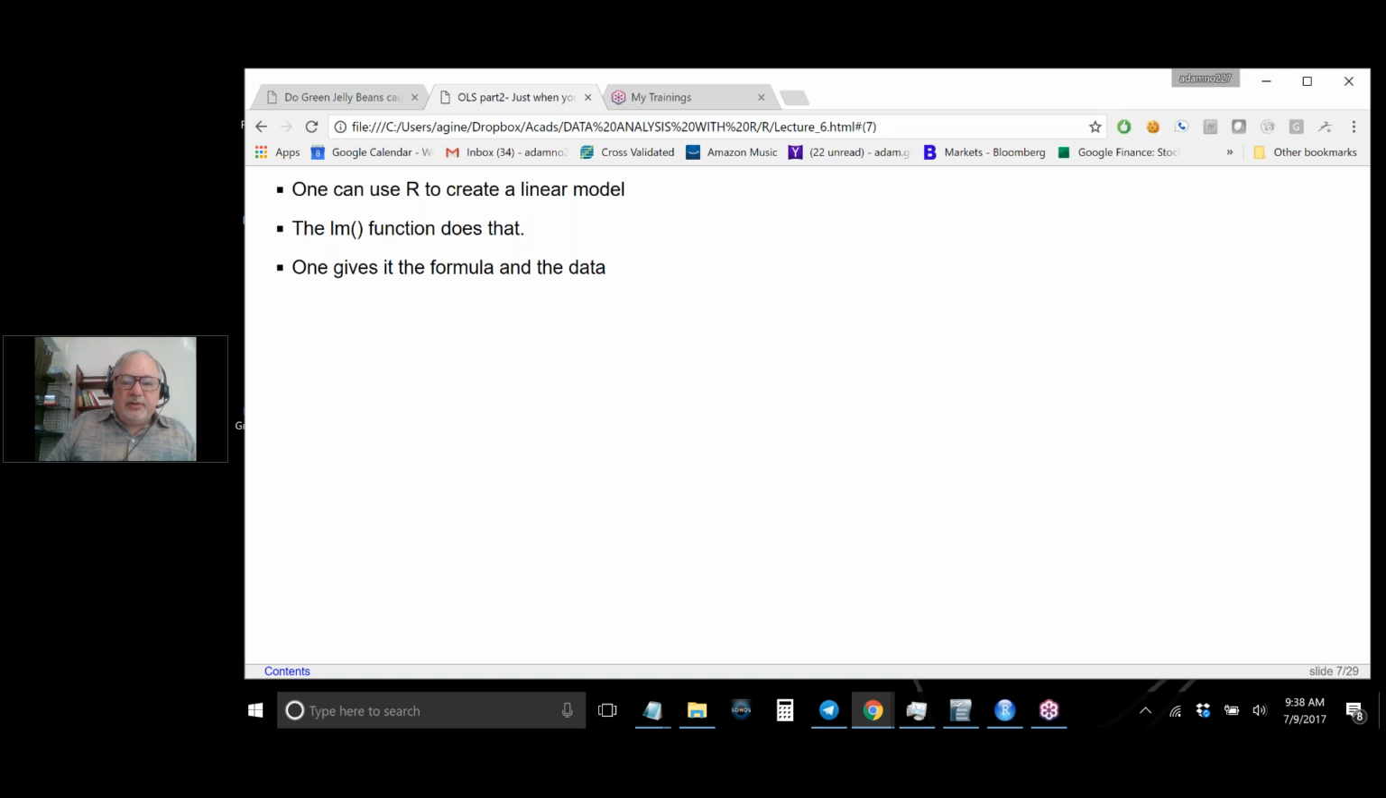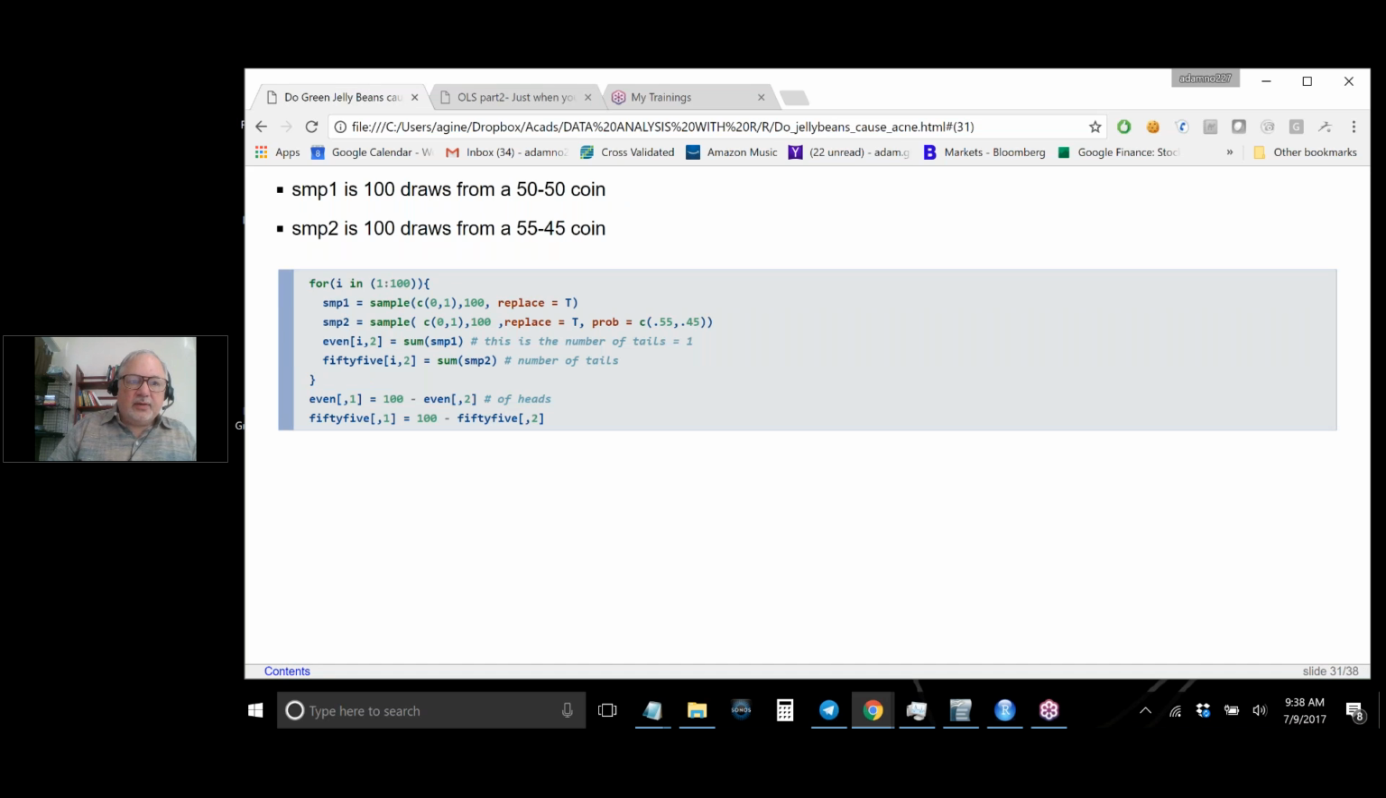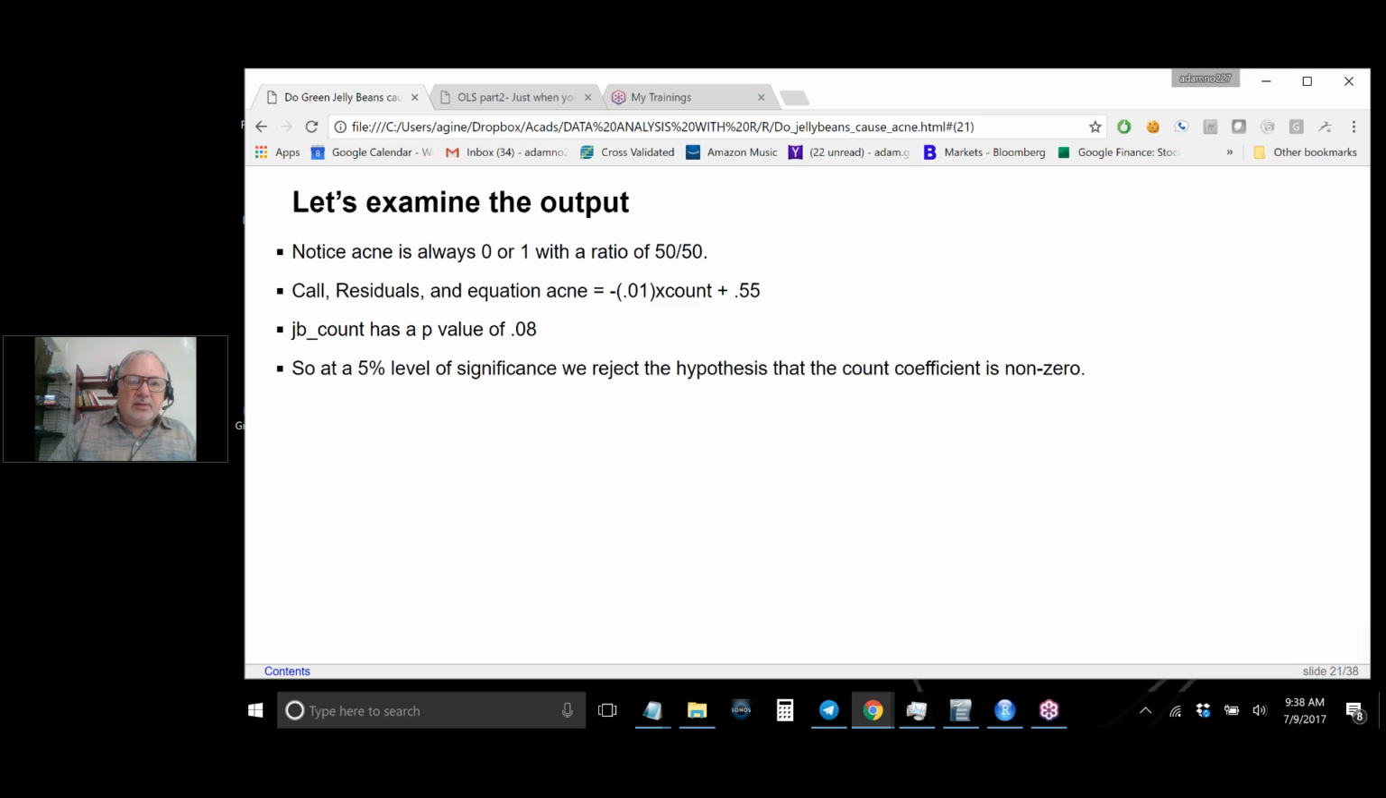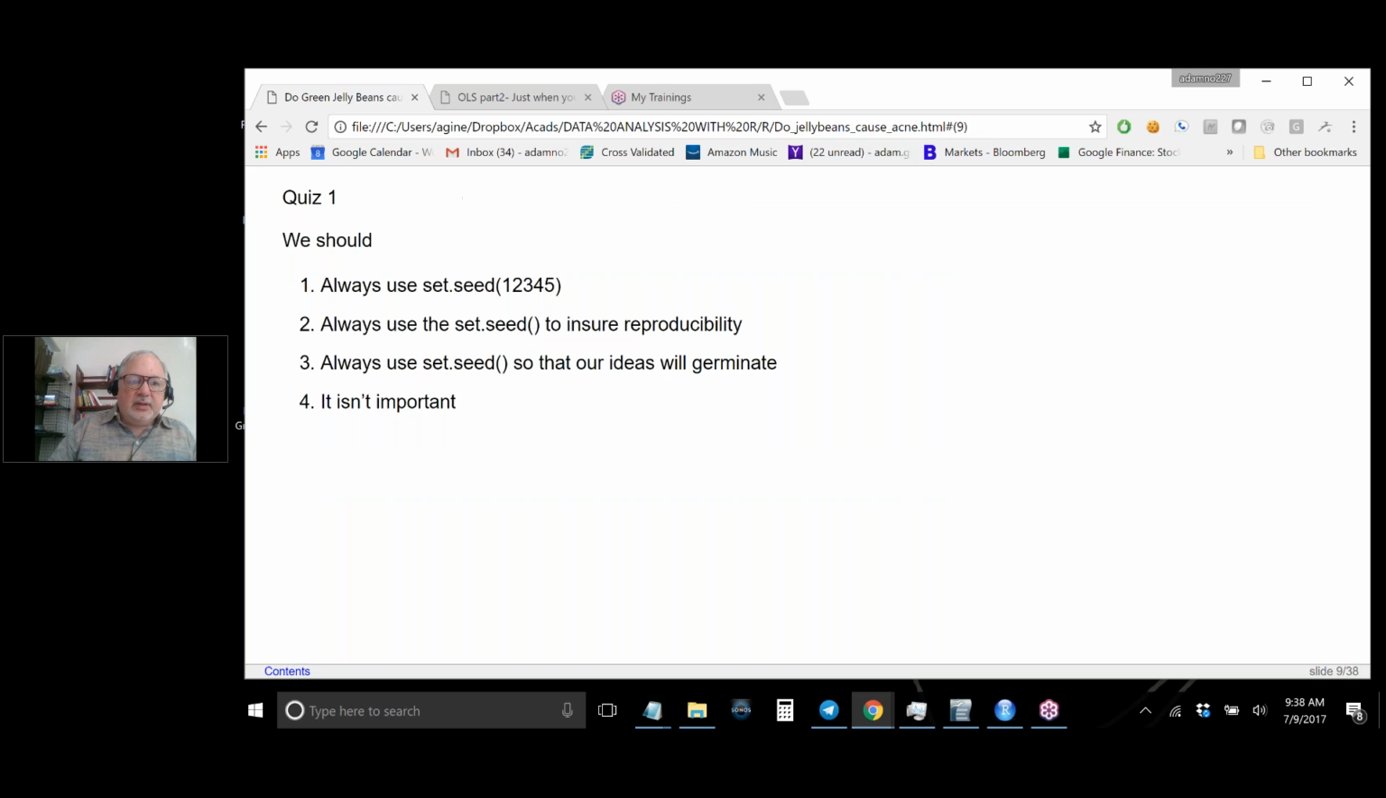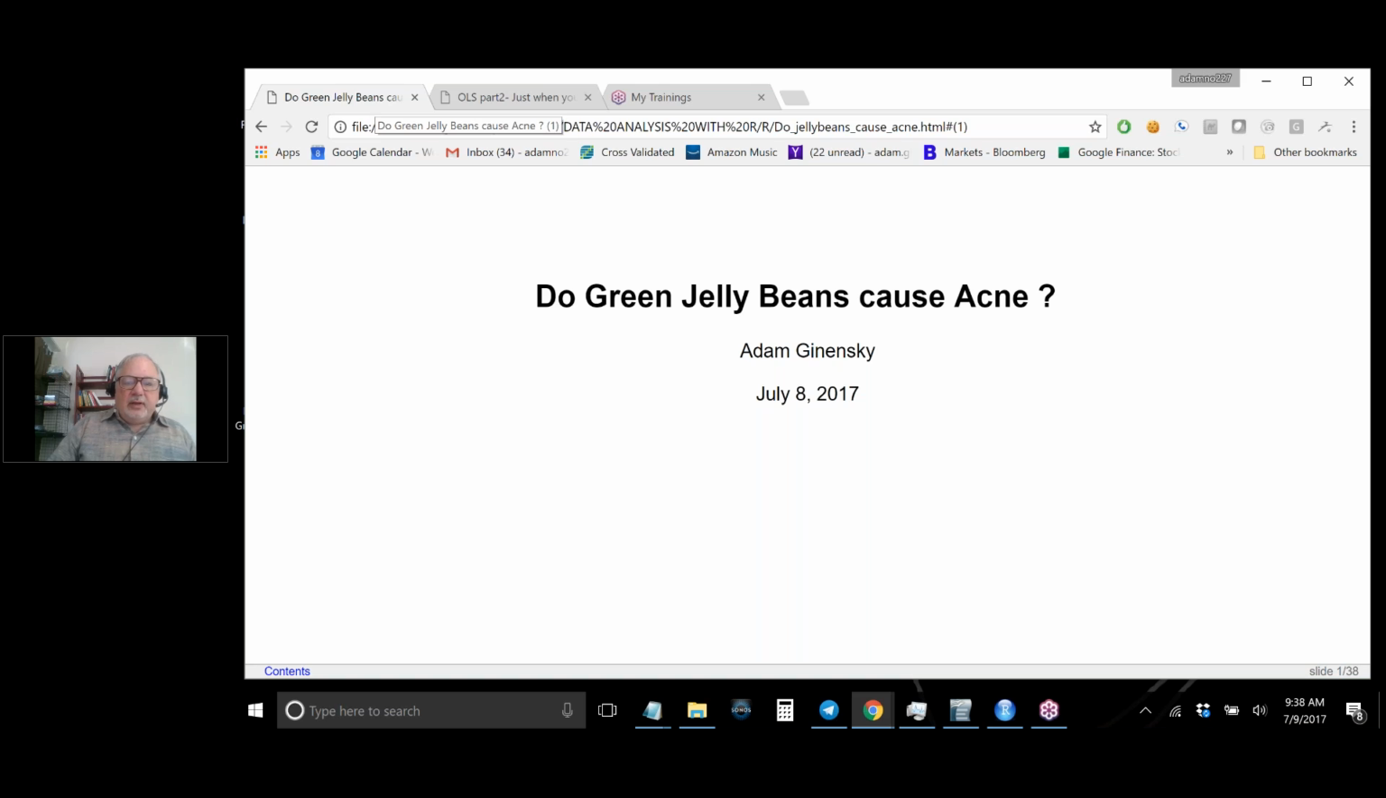Before I go into more detail, and we will, I just wanted to point out that you can always create a model, but that doesn't mean you've created a good model. So let me just get to the beginning here. Okay, so this is called Do Green Jelly Beans Cause Acne? And this is taken from a famous cartoon by XKCD.